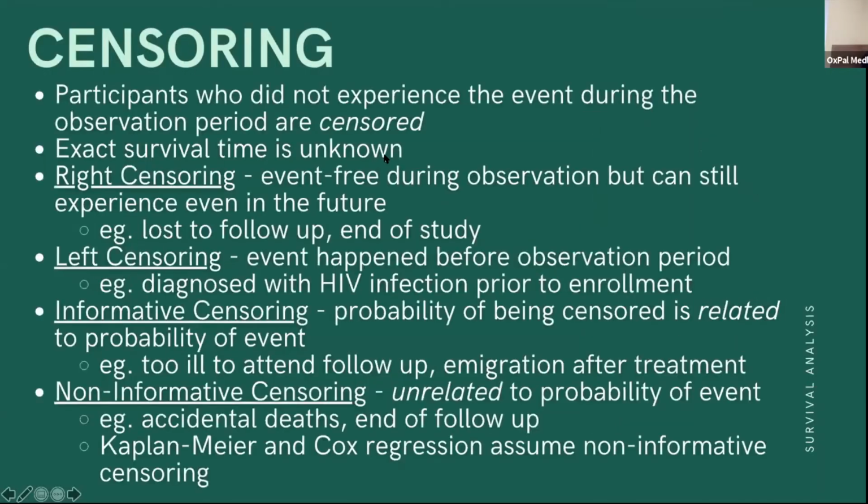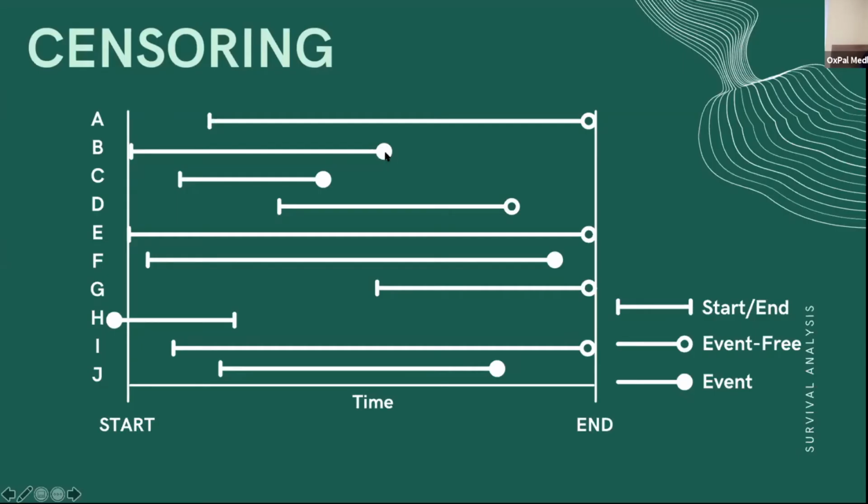Since participant B experienced the event during the observation period, that participant is not censored. We know what happened to participant B. The participant B experienced the event. So that participant is not censored. Okay, so when you see the full black dots within this observation period, so B, C, F, and J, they are not censored because we know that these events happened.